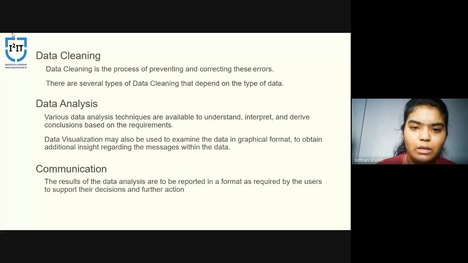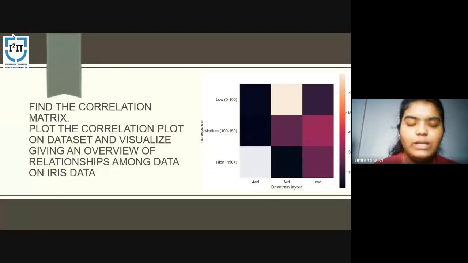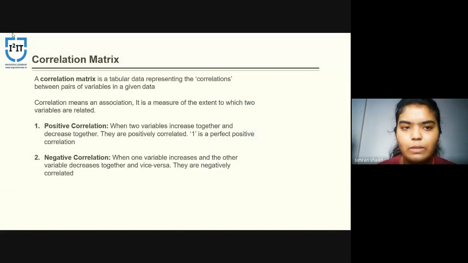All right. So let's move on to my third question. My third question is to find the correlation matrix, plot the correlation matrix on the data set, and visualize it, giving an overview of the relationships. Now here you can see it is a heat map, and this heat map shows you the values of correlation. It is mostly used.